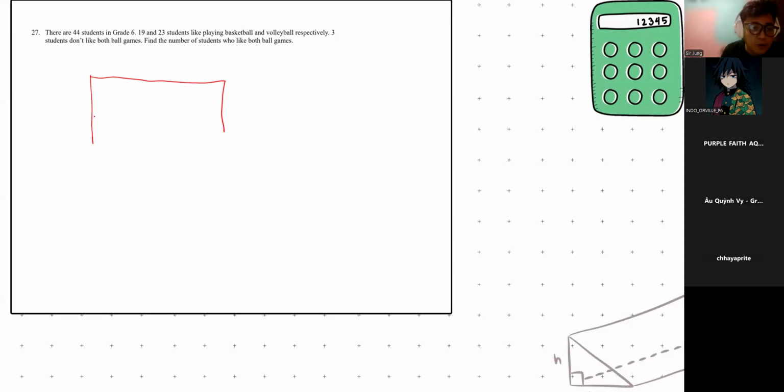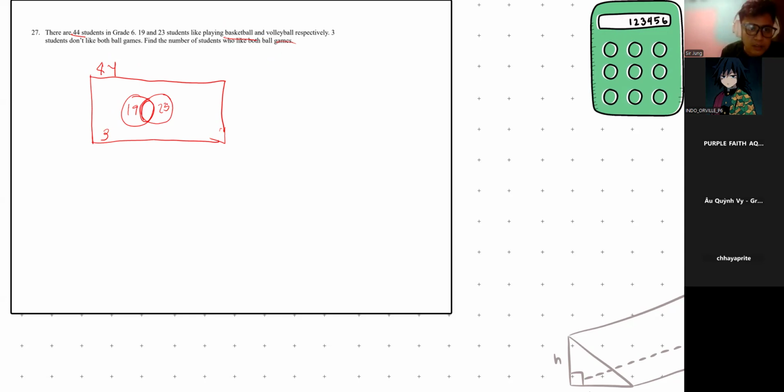Okay. Now, for this problem, it's better to use Venn diagram. So we have two different categories. We have basketball and volleyball. Okay. We have a total number of 44 students. 3 students do not like both ball games. So they are outside the two circles. We have 19 here and then 23 here. Okay. Now we need to find the value of this one here, or the intersection between the students that like basketball and then that like volleyball.